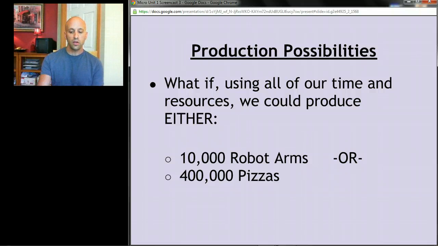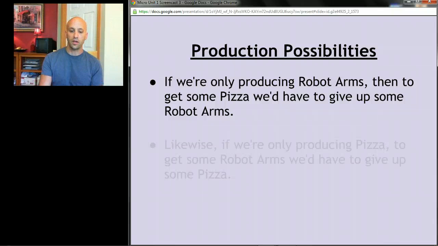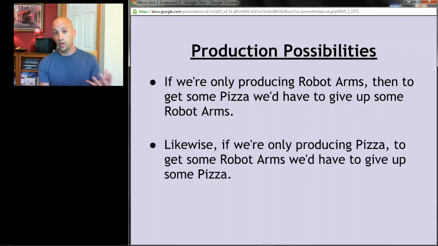But the truth is, we can also make combinations in between. If we're only producing robot arms, then to get some pizza, we're going to have to give up some of those robots, right? If everyone's already sitting there making robot arms and I decide I want to start making some pizza, I'm going to have to take some of those people away from making the robots and get them to start making pizza. We'd call that opportunity cost, right? Likewise, if we're only making pizza, to get some robot arms, we'd have to give up some pizza. Some of those people would have to move over to the robot arm factory in our country.